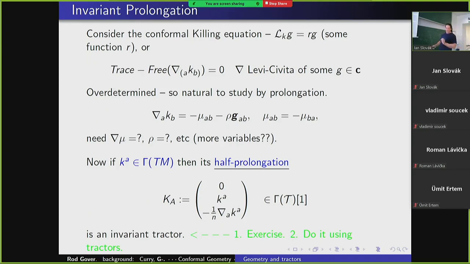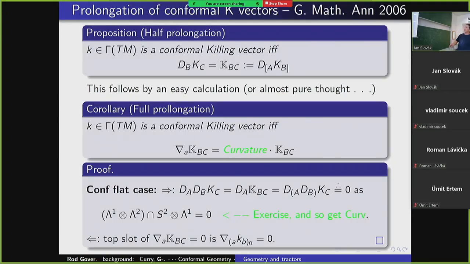Right? So it gets a tick, and you go and have a beer and come back to work on it. Okay, so an exercise is that you say, oh well, this wasn't very tractory, you had to do something here. So another little exercise is that you can come to this thing just purely using the tractor stuff. I'll leave that as a little exercise to think about. Okay, so that's the half prolongation.